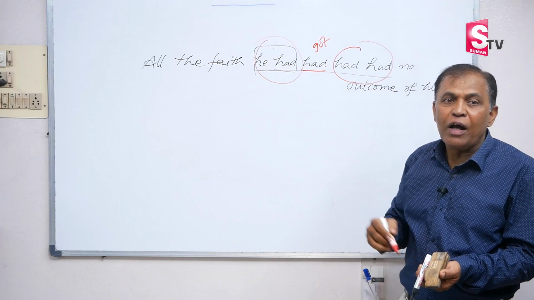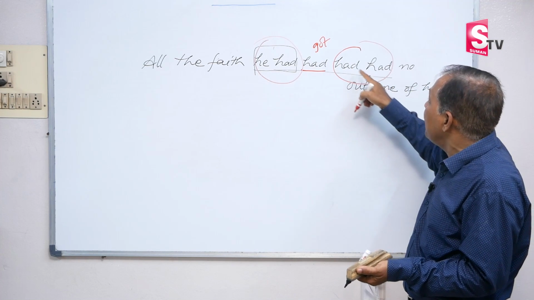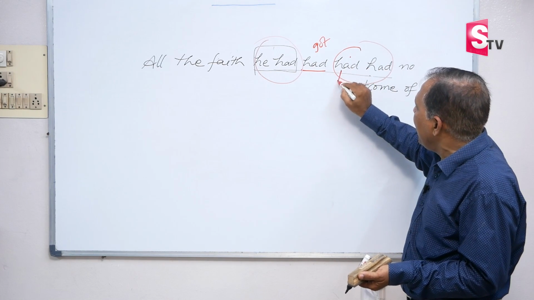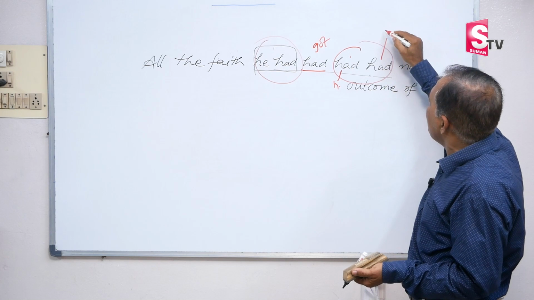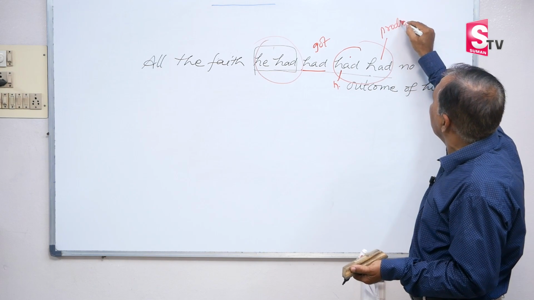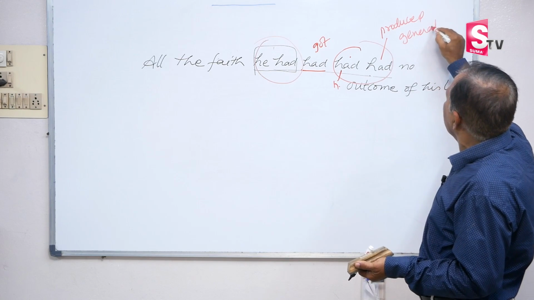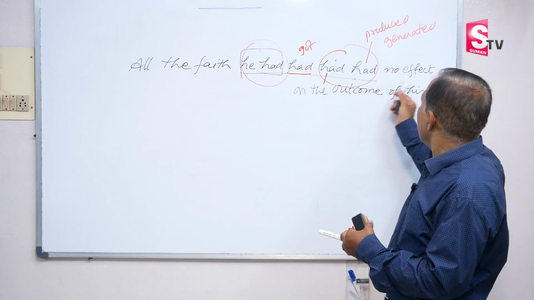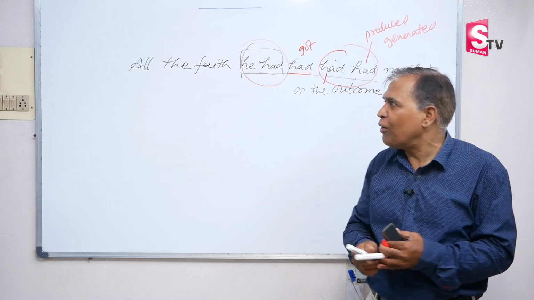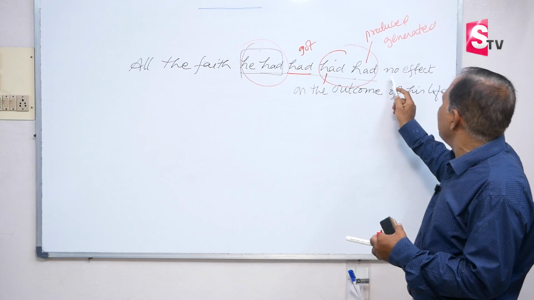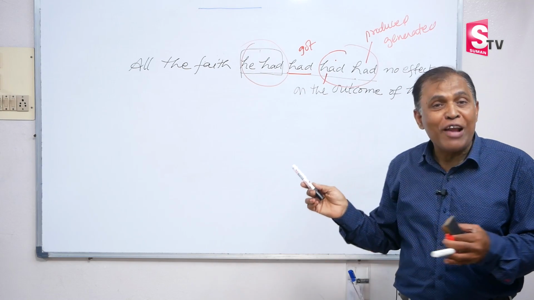అతనికి ఉన్నది, అతనికి ఉంది. Added here, this is again a helping verb. This is the main verb. This means produced or generated. Sorry, I have missed a few words in this sentence, lost. So let us add this: no effect on the outcome of his life.